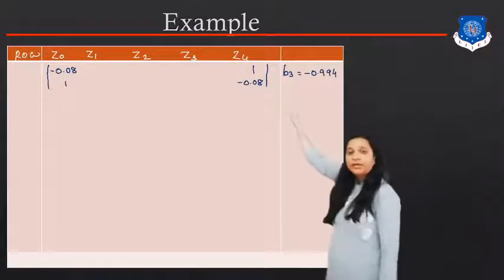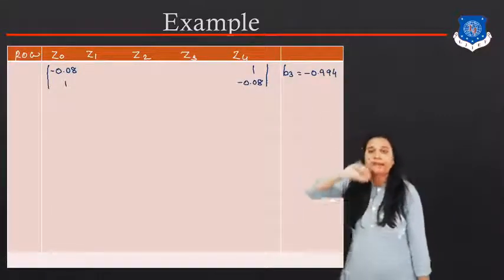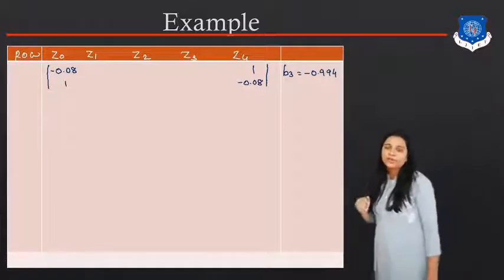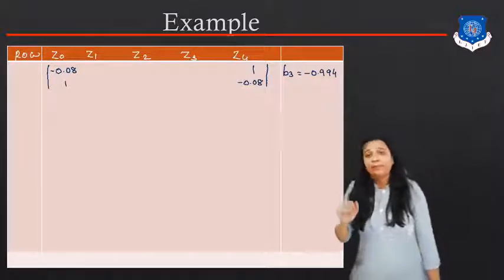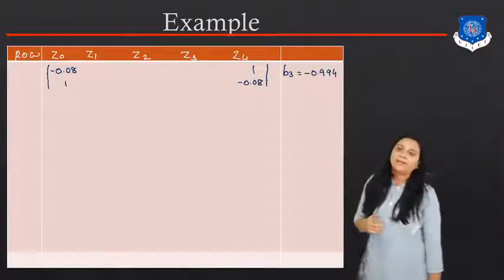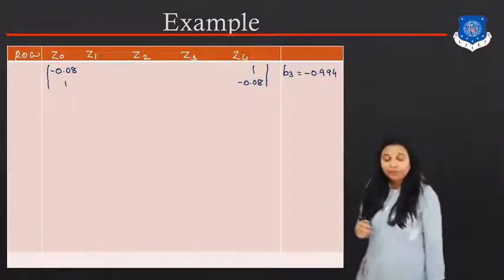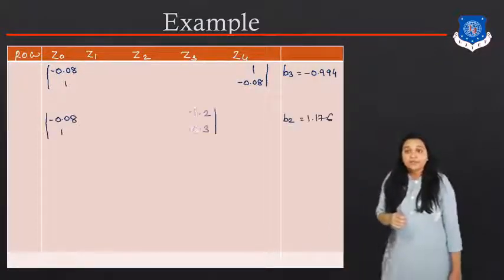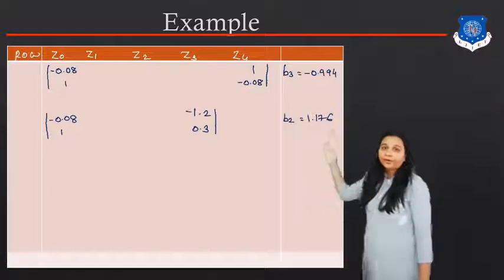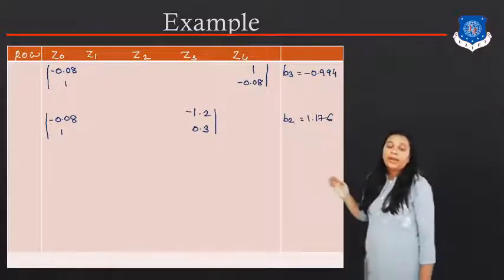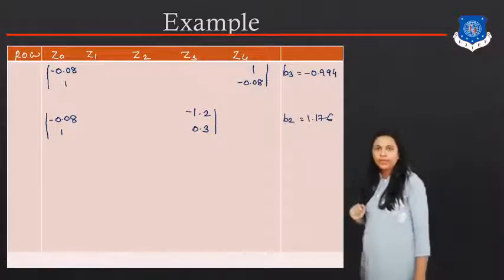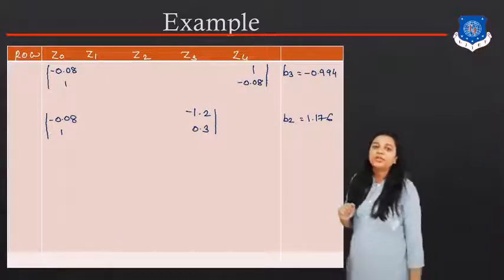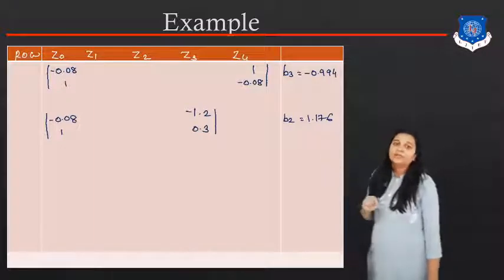In that, here we put the value of A0 that is equal to 1, and in the lower side 1 and minus 0.08. We multiply this and solve this matrix, we can get B3 that is equal to minus 0.994. Now next we have to put A4, A1, and then A0, A2. Again we have to cross multiply and find the equation. We can get B2 is equal to minus 1.176.